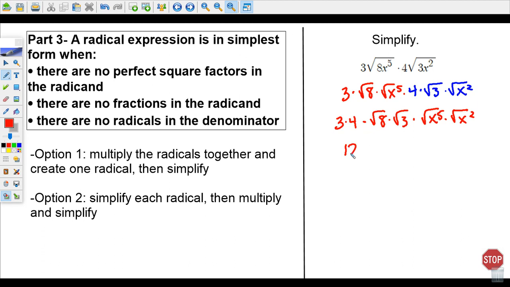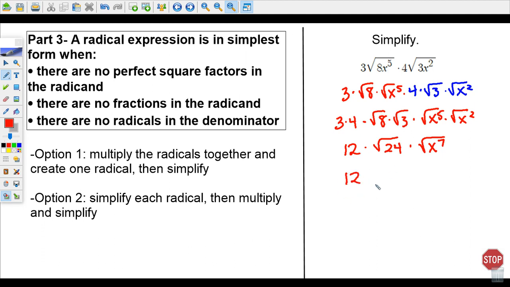So now let's multiply. 3 times 4 is 12. Radical 8 times radical 3 is radical 24. Radical x to the 5th times radical x squared. Use your properties of exponents. X to the 5th times x to the 2nd. We add the exponents. That would be radical x to the 7th. Now let's simplify each radical.